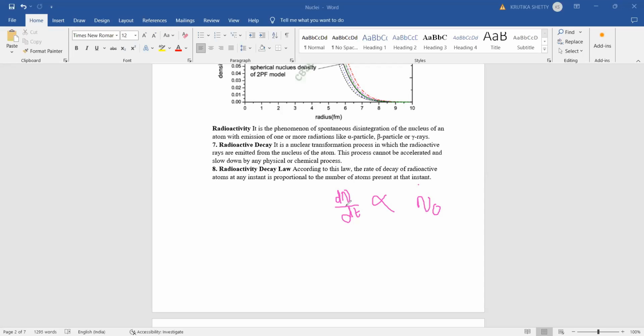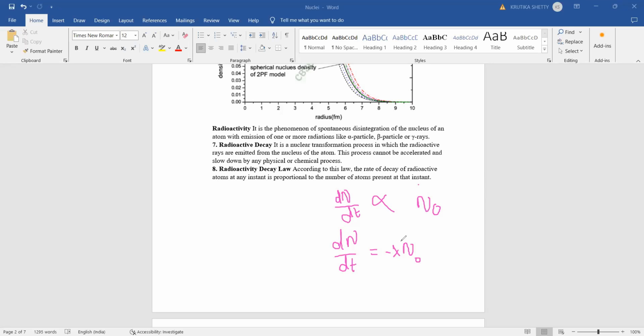Rate of disintegration means differentiating the number of atoms with respect to time. That is dN by dt is proportional to N naught, where N naught is the number of atoms at that instant. So we can write dN by dt is equal to lambda into N naught, or minus lambda into N. Lambda is the proportionality constant.